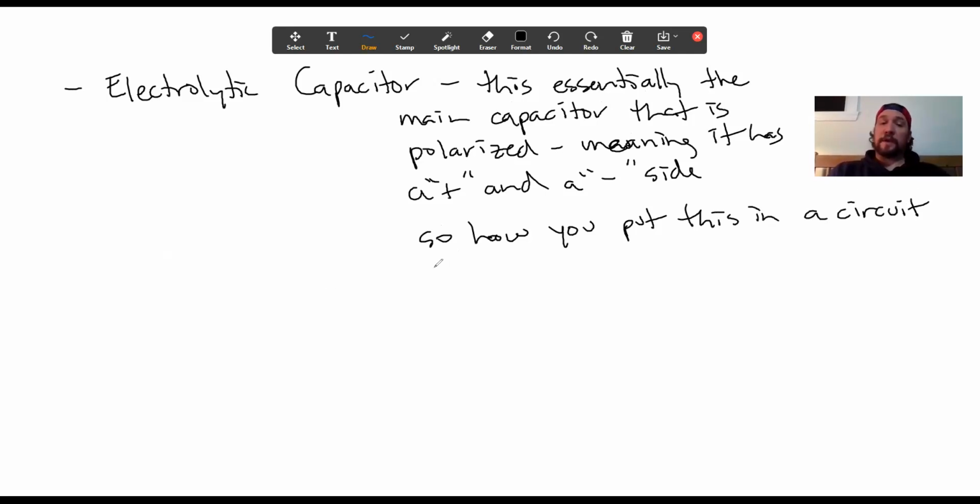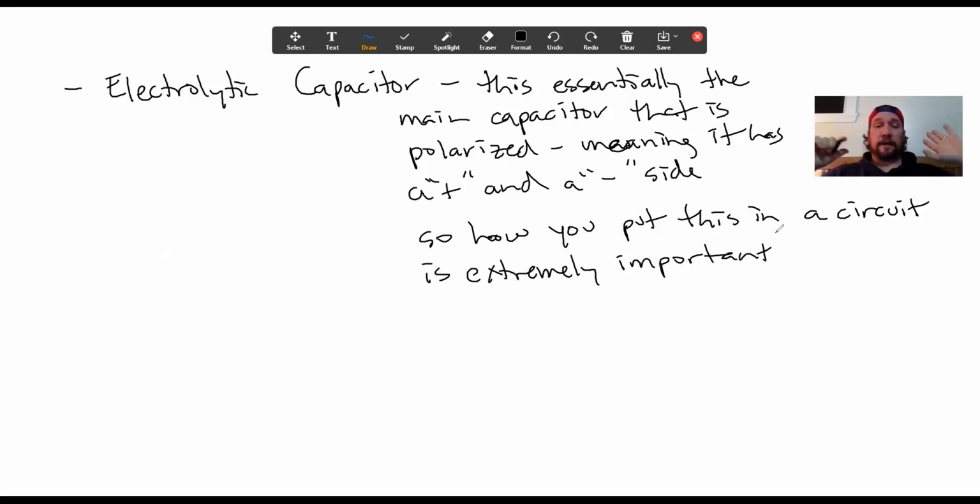So how you put it into a circuit is extremely important. All right. This one we can't put in backwards and hope everything's okay, because it won't be. They will pop, they will blow. They're not a joke. When they get put in the wrong way, it's almost like a gunshot and will scare the bejesus out of you. So you don't want to play with electrolytic capacitors.